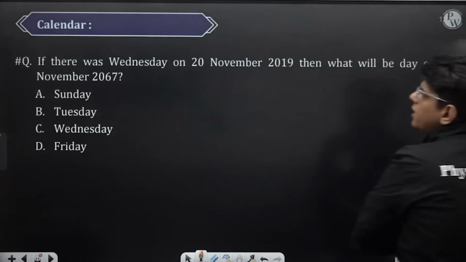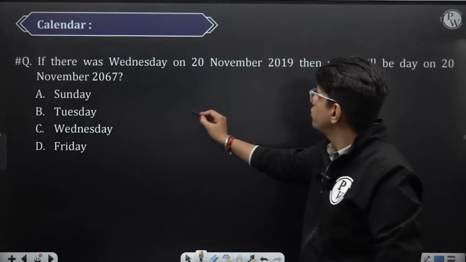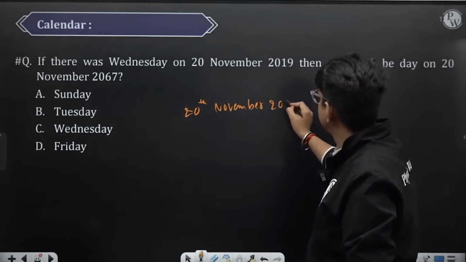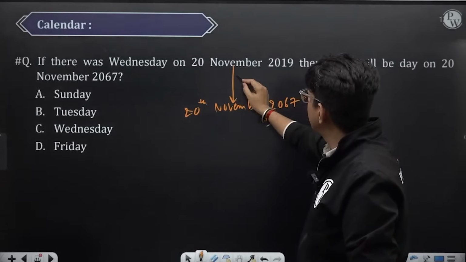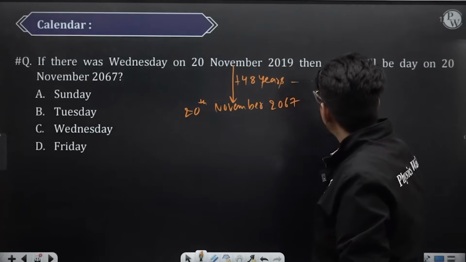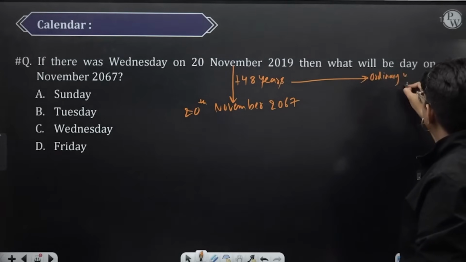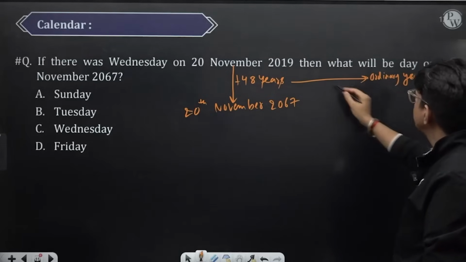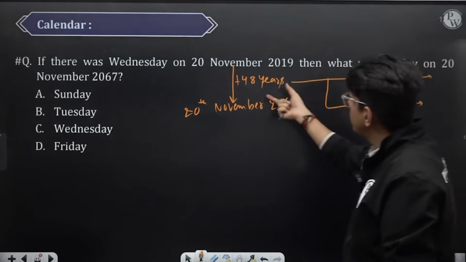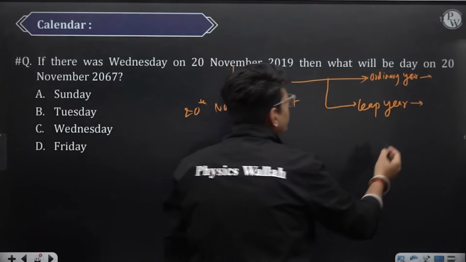Okay, so in calendar, if there was Wednesday on 28 November 2019, what is on 28 November 2067? So when we move from this to this, there are 48 years. Okay, in 48 years how many ordinary years there will be is decided by how many leap years are there. How to find out the number of leap years? If the difference is 48 years, you have to divide it by 4. The quotient is the number of leap years. So number of leap years are 12.